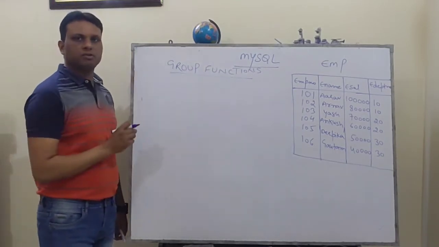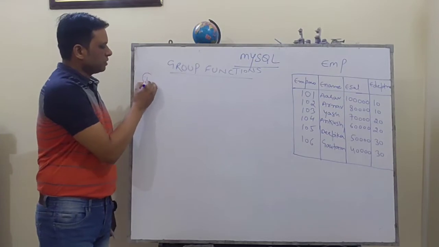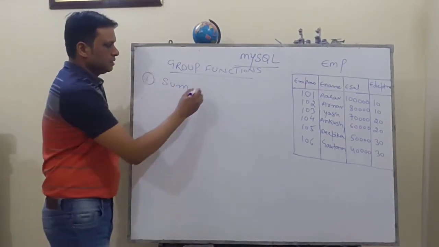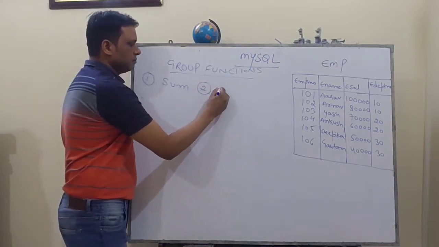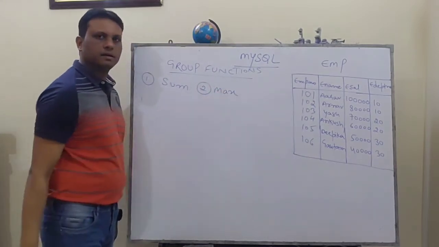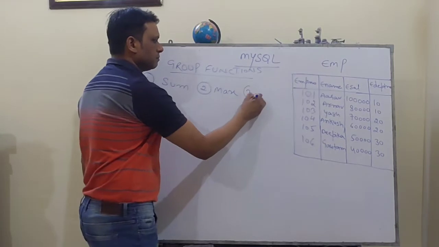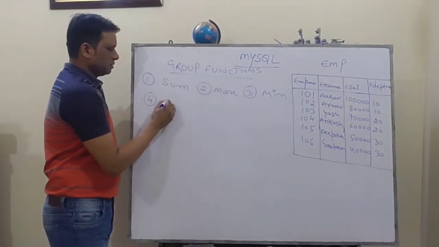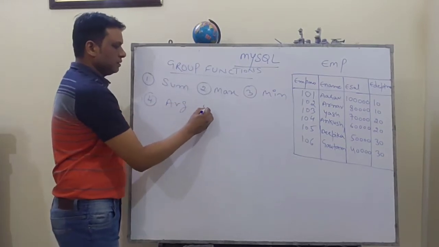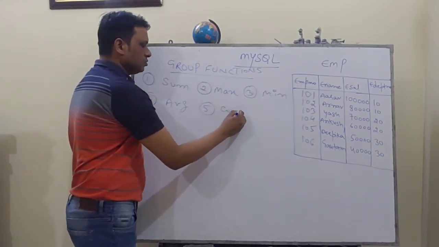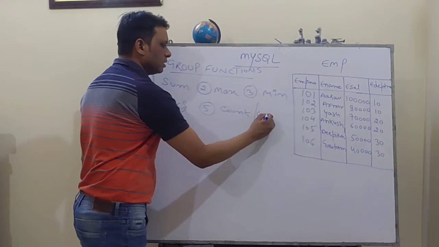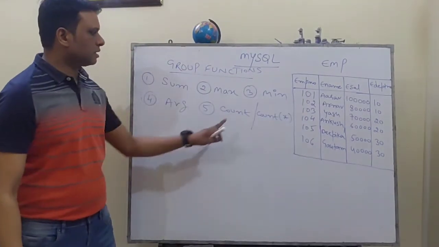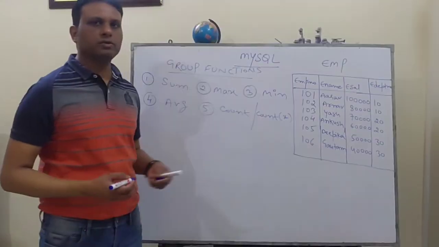There are 5 group functions in MySQL. First is sum. Second is max. Third is min. Fourth is AVG. Fifth is count or count star. There is a difference in count and count star. We are going to discuss it.